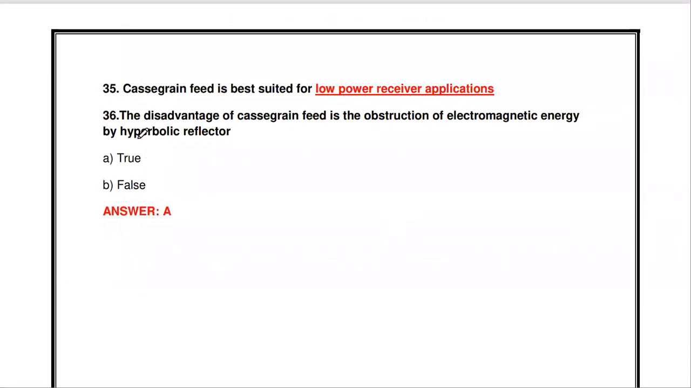The next one, the Cassegrain feed is best suited for dash application. The Cassegrain feed is best suited for low power receiver application. Then, the disadvantage of the Cassegrain feed is the obstruction of electromagnetic energy by the hyperbolic reflector. Is it true or false? It's true only. Some of the electromagnetic energy is obstructed by the hyperbolic reflector. This is the disadvantage of the Cassegrain feed.